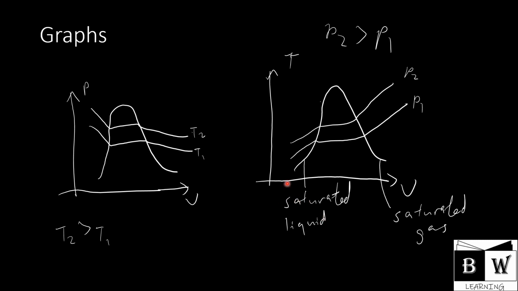So for saturated lines, do take note that anything at the left side is a saturated liquid. Anything on the right is saturated gas. Whatever you have after the saturated gas is superheated vapor. Whatever you have at the left just before your saturated liquid is compressed liquid. So in between will be a mixture of saturated liquid and gas.